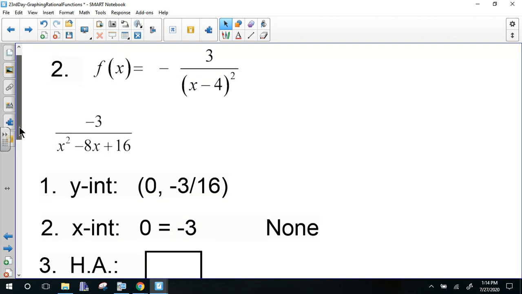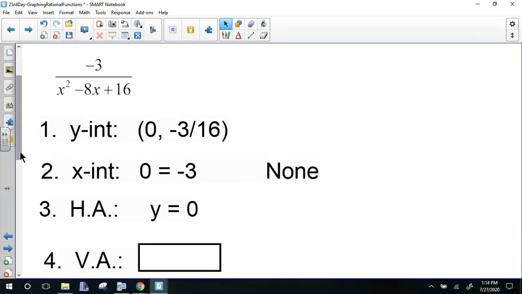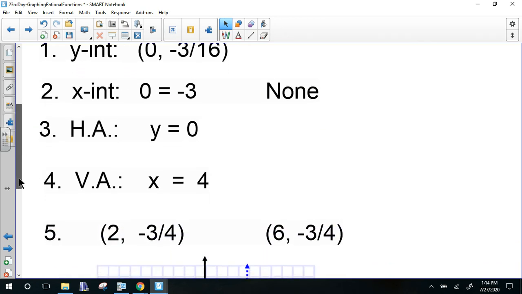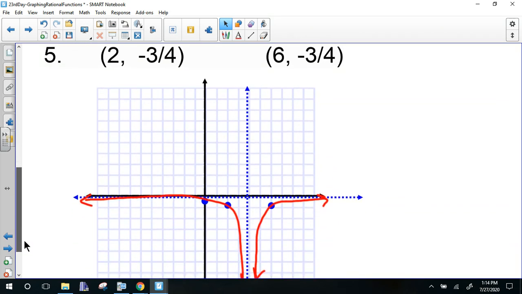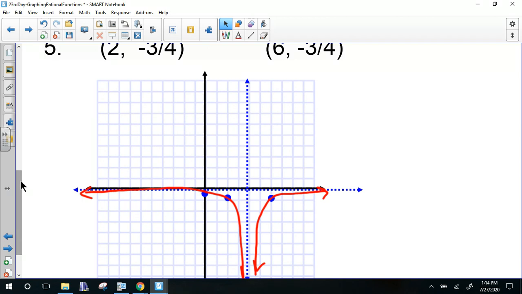Horizontal asymptote, y equals 0. Vertical asymptote, x equals 4, take the denominator, set it equal to 0. And just find a few more points after plotting all of those. Really should fix this line here. It should get really close to that line, but never cross it. Okay.